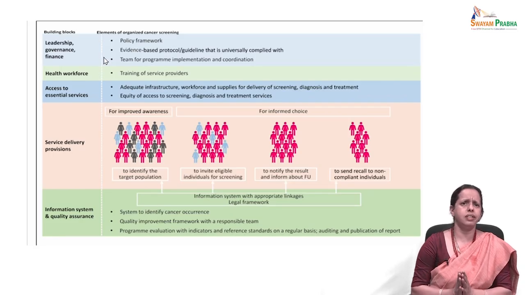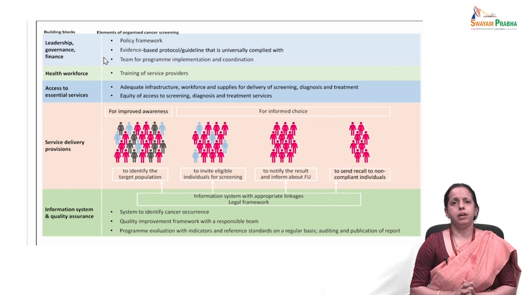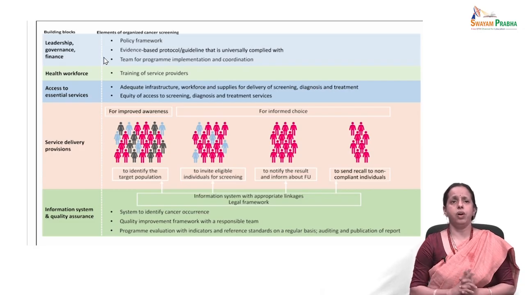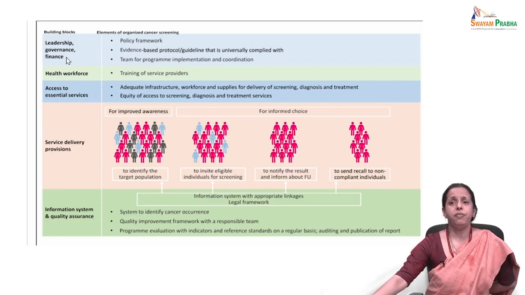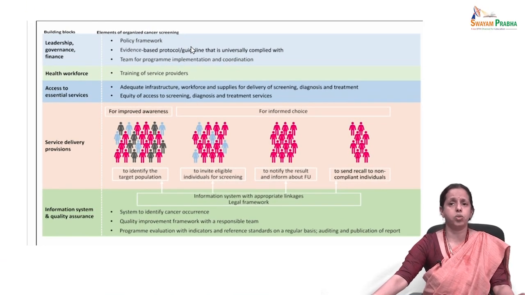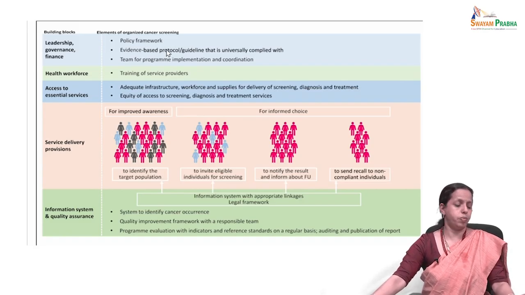Now, what are the different elements of organized cancer screening for cancer detection? If you want to bring it in as a typical policy, how do you have a perfect deliverable? First, you have leadership, governance, and very important, funding and financing for your cancer screening. This mostly happens in Western countries, where a complete policy framework exists that describes your governance structure and program objectives, for example, cervical cancer screening for women of a certain age group in a particular area. So you have defined objectives, and it is very important to have financial resources. Then, is there an evidence-based protocol or a guideline that is universally complied with? Mostly, the universally accepted guidelines are adhered to.